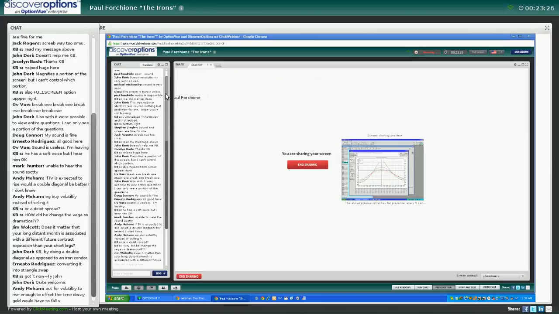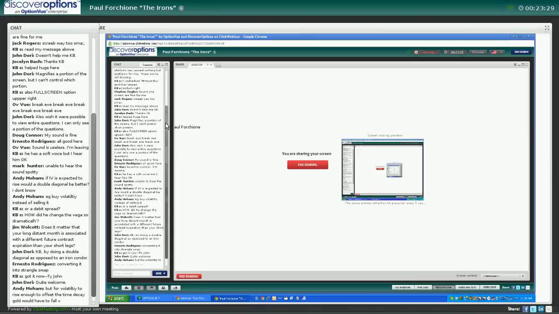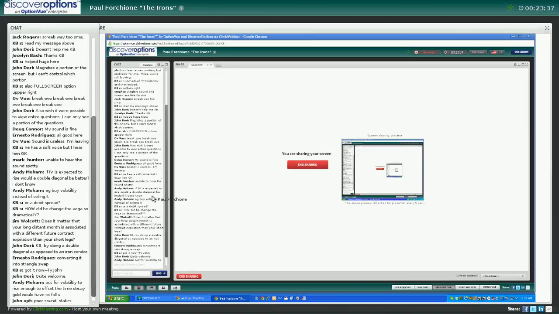Okay, let's go back to the questions and see what we've got here. If IV is expected to rise, would a double diagonal, which is really what we're looking at, that modification, would that be better? Yes, it would be better because a double diagonal will change your sensitivity from being negative on vega to being positive on vega. And so when you have a positive vega, you benefit when IV rises.